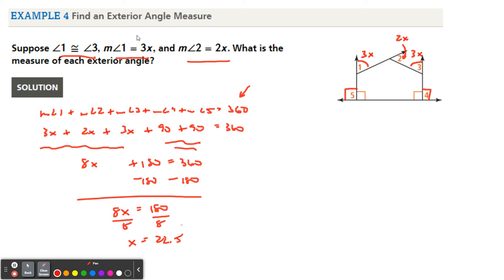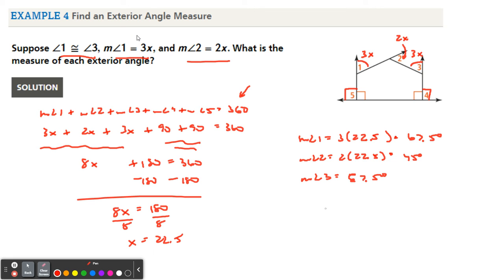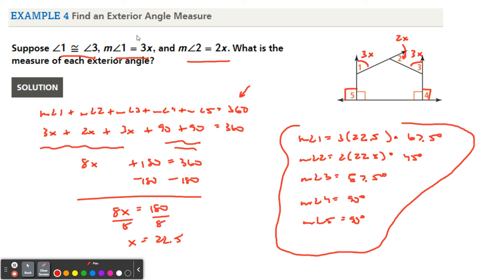22.5. So to find the 5 exterior angles, the measure of angle 1 is going to be 3 times 22.5. And that is going to be 67.5 degrees. Angle 2 is going to be 2 times 22.5. And that's 45 degrees. Angle 3 is congruent to angle 1, so it's also 67.5 degrees. Angle 4 is 90 degrees, and angle 5 is 90 degrees. And there's the 5 exterior angle measures.